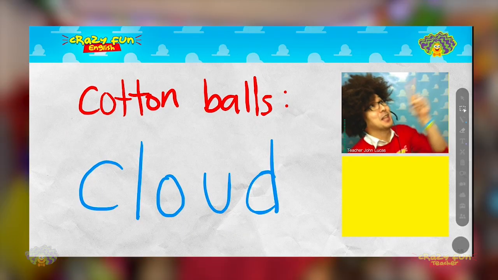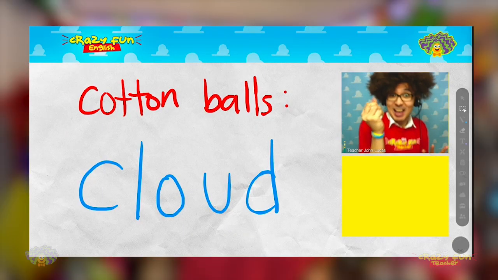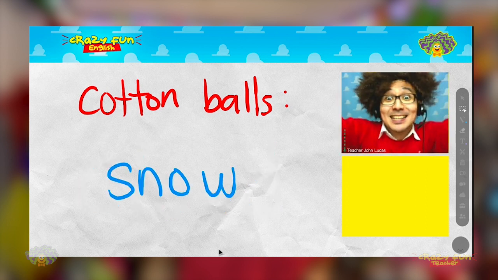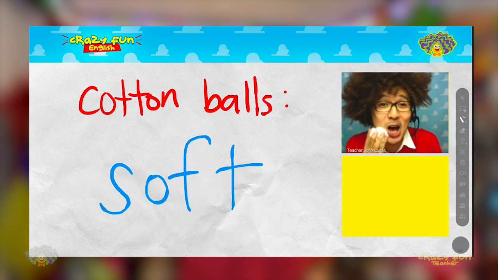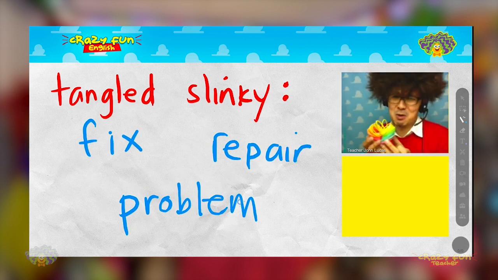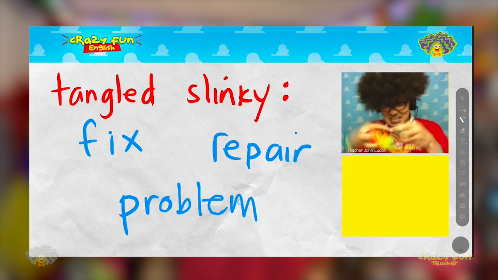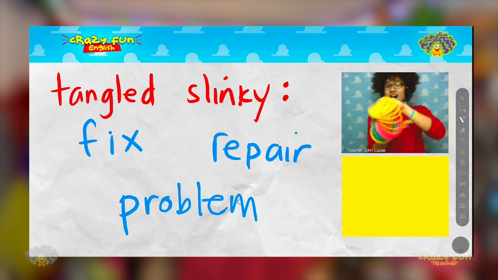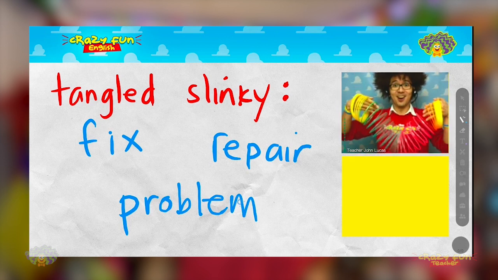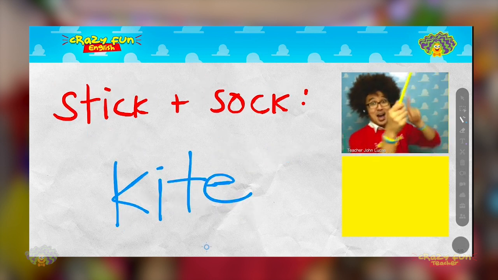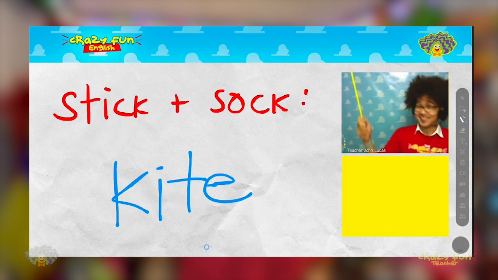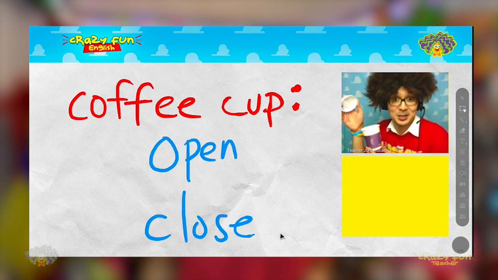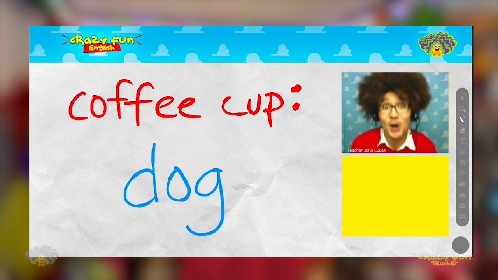Look! There's a cloud! It's snowing! Merry Christmas! Yeah! So soft. Oh no, we have a problem. We need to fix this. All right! Look at me! I'm flying a kite! Open. And close. Stir. Dog.